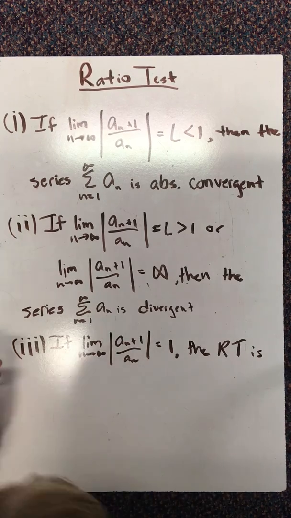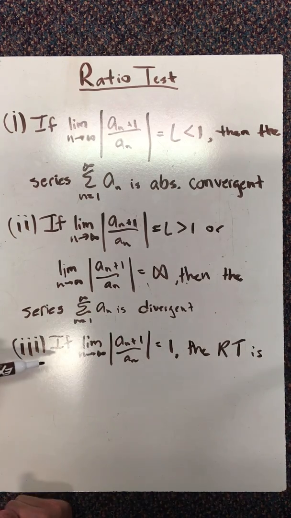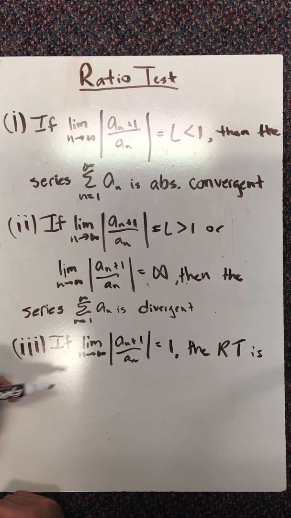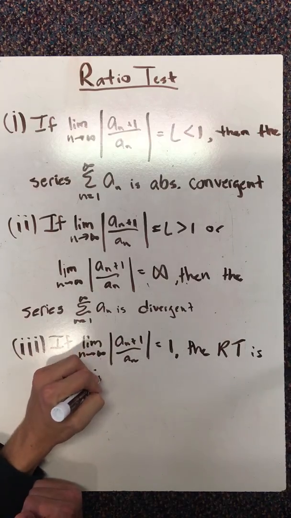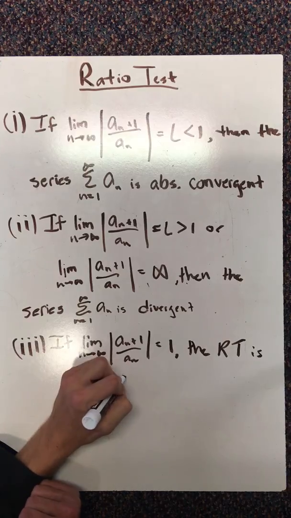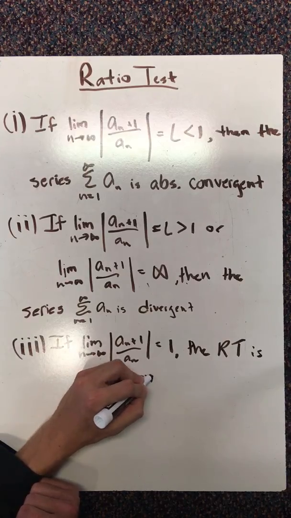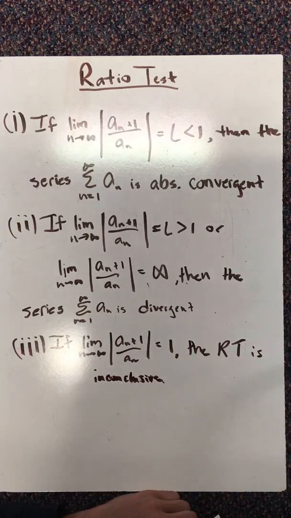Finally, here's the third one. If the limit as n approaches infinity of the absolute value of a sub n plus 1 over a sub n equals 1, then the ratio test is inconclusive. And you have to use another test. You could use other tests like the alternating series test, the nth term test.